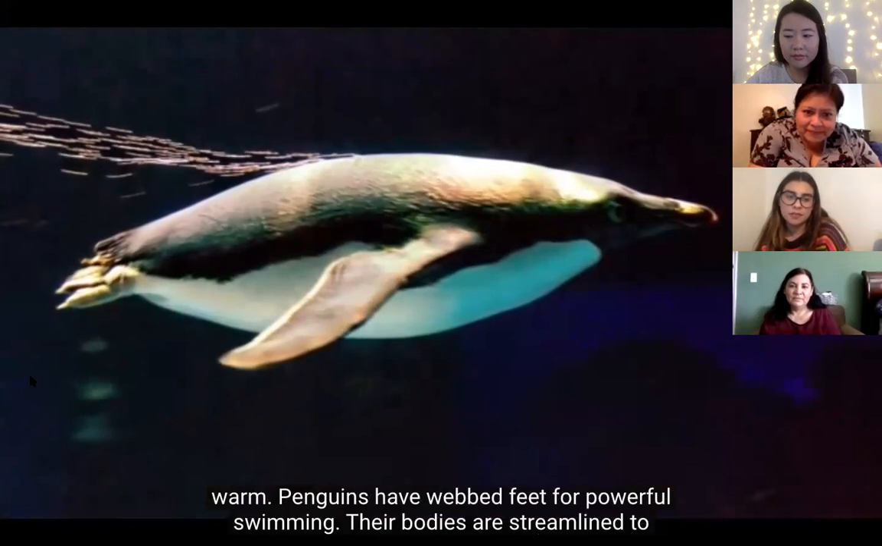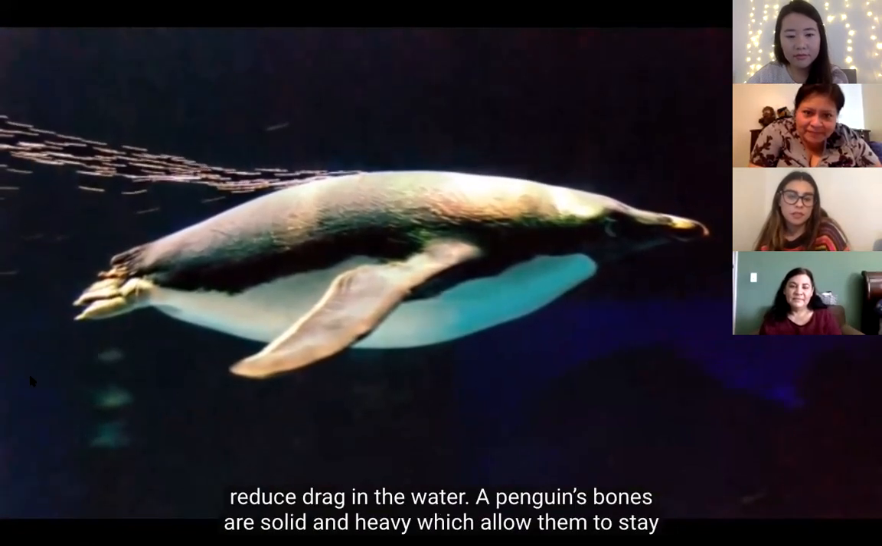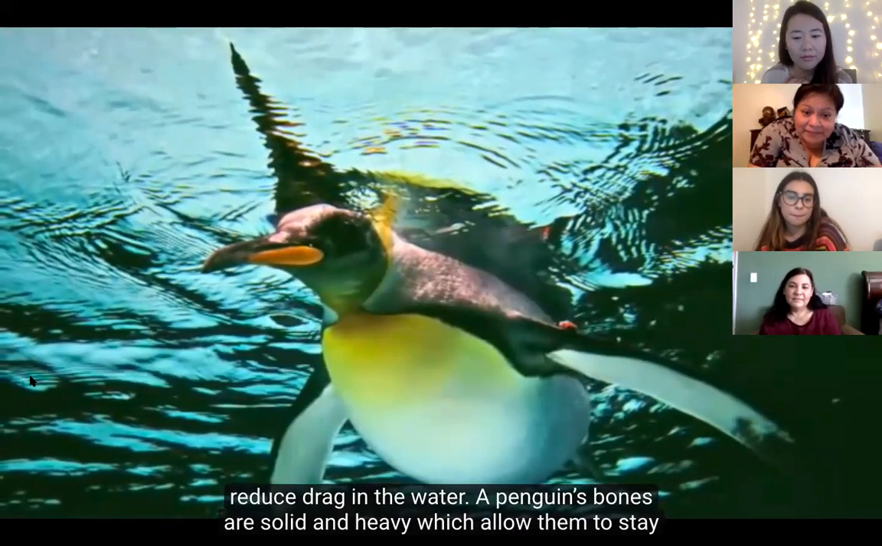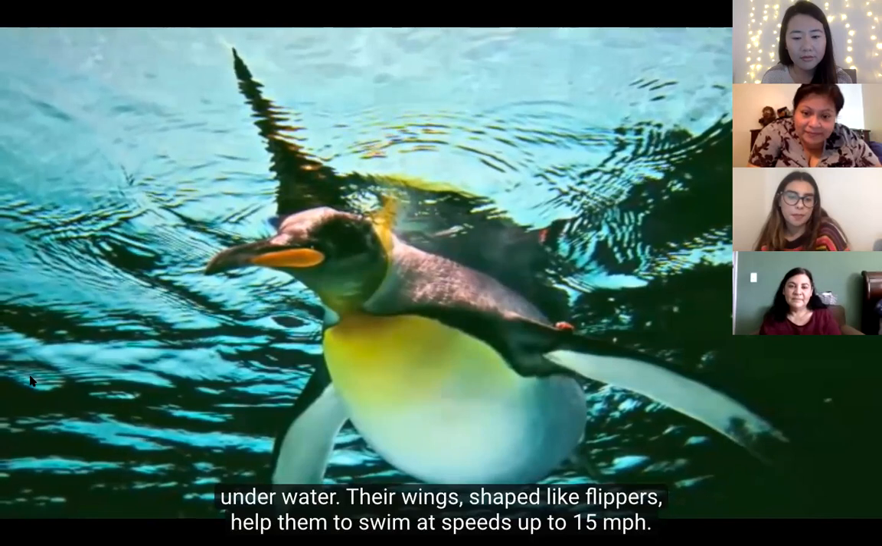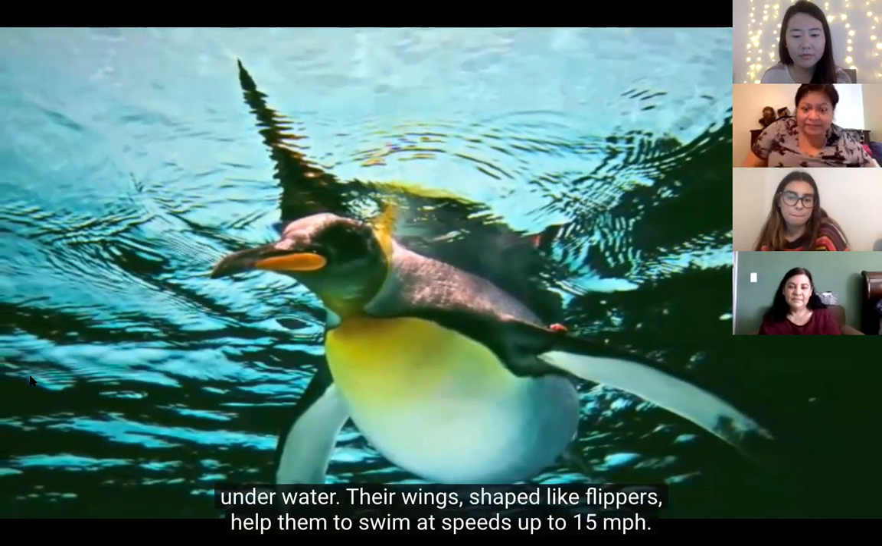Penguins have webbed feet for powerful swimming. Their bodies are streamlined to reduce drag in the water. A penguin's bones are solid and heavy, which allow them to stay underwater. Their wings, shaped like flippers, help them to swim at speeds up to 15 miles per hour.